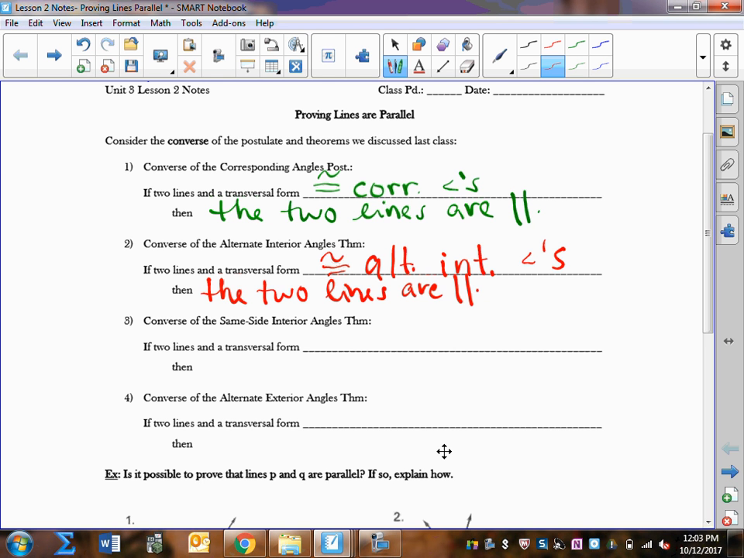Okay, let's jump down to 4, because it's pretty similar. What do we know about our alternate exterior angles if the lines were parallel? What would we know about them? They're congruent. So that was my conclusion. Now that's my hypothesis. Two lines and a transversal form congruent alternate exterior angles, then the two lines are parallel.